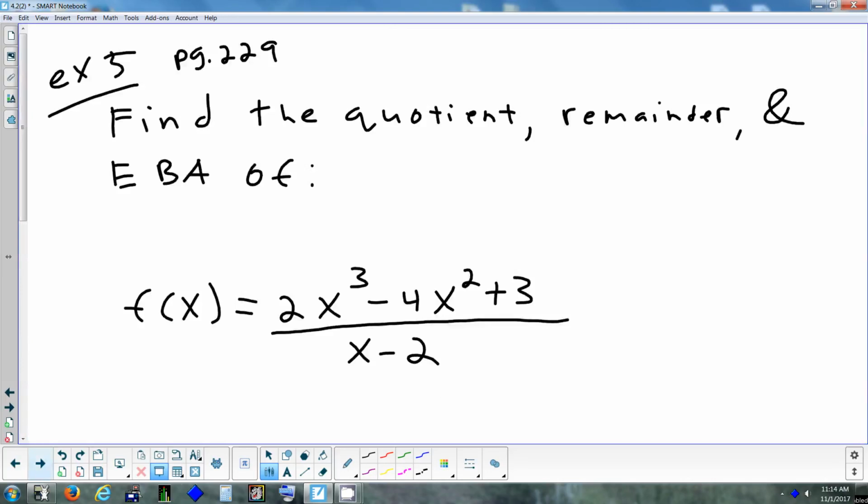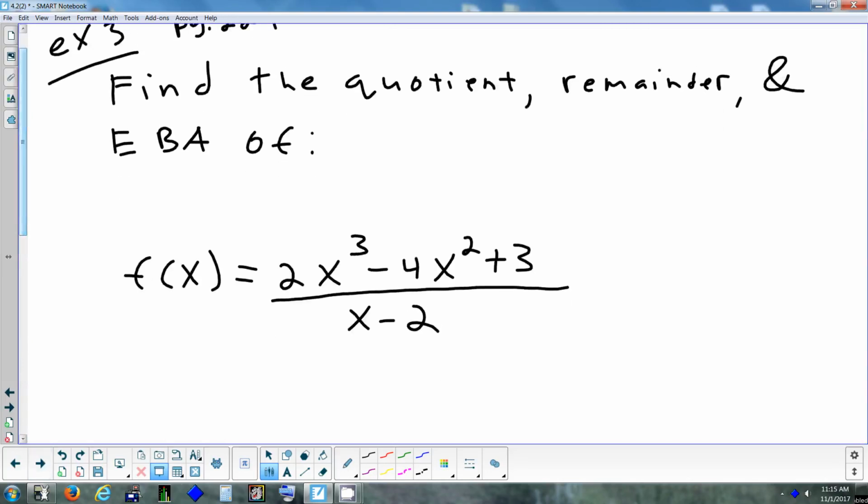Okay. So this problem says find the quotient, the remainder, and the EBA. How many different things is this problem really asking you for? It's only asking you for two. The quotient is the EBA. So once you find that, that's both of them. The remainder, well, that's different.